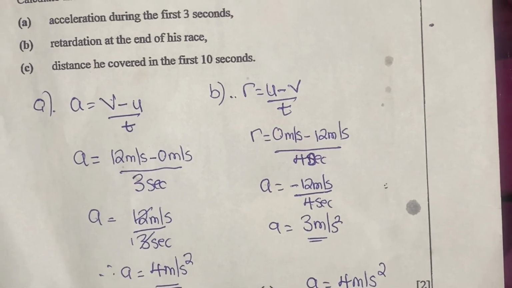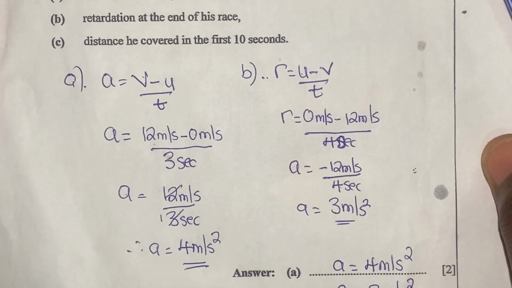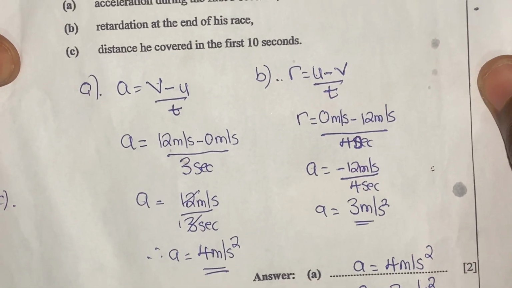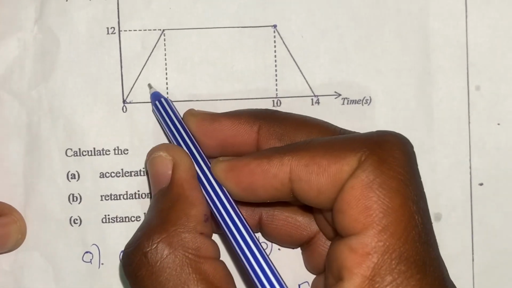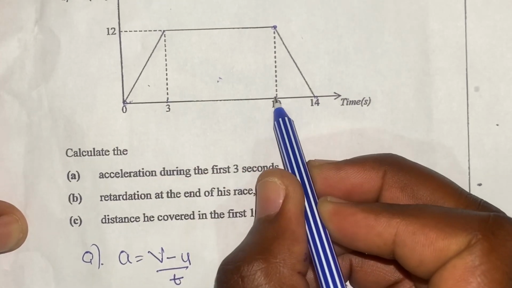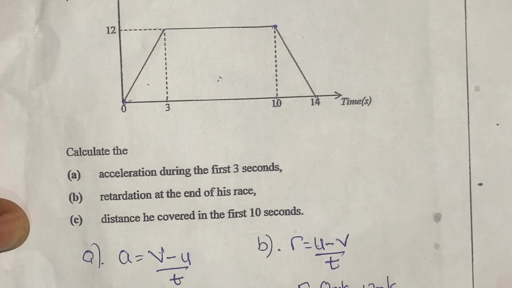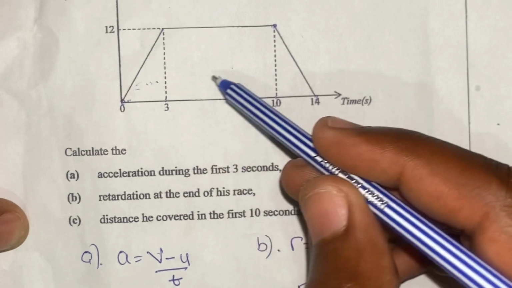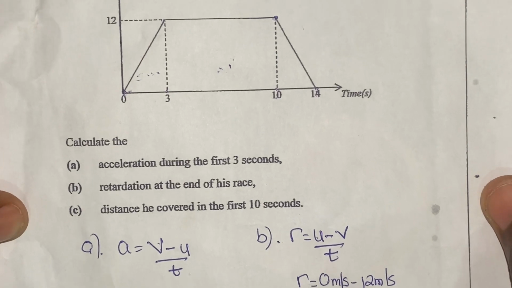And then we're talking about C, the distance he covered in the first 10 seconds. If we're to talk about C, we're going to find that in the first 10 seconds we are covering a triangle and a rectangle. It means we are coming from 0 up to 10. We're not including up to 14 to form a trapezium, so the formula for a trapezium won't work out. We can either combine the two, or we can find the distance of this triangle and this rectangle. Mind you, distance under a velocity-time graph is calculated in form of area.